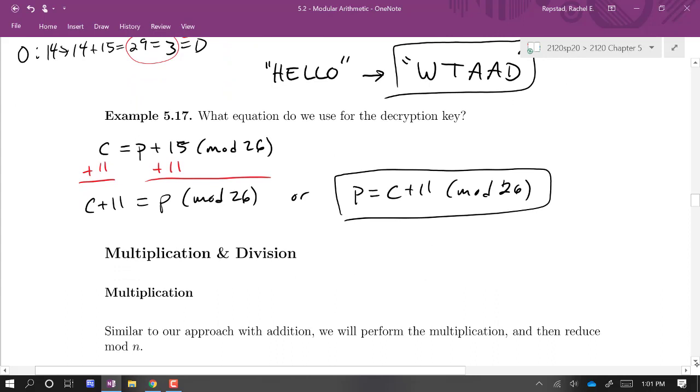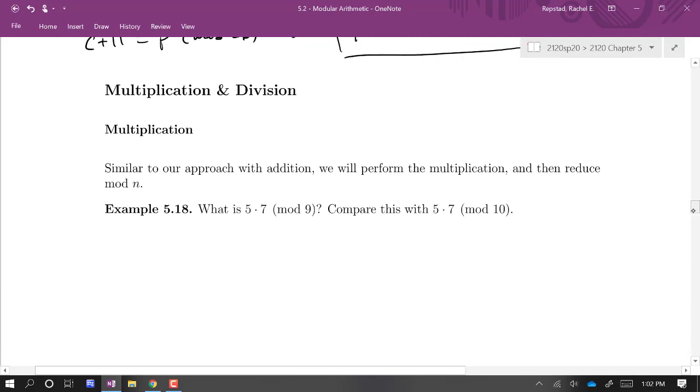So if all we have are addition and subtraction, there's not a whole lot of encryption we can do. To make things more interesting, we have to expand out to multiplication and division. So we'll start with multiplication. This is similar. Multiplication is really similar to our approach to addition. We're just going to do the multiplication and then reduce mod whatever. So in Z9, we want to know what is 5 times 7 mod 9. Well, 5 times 7 is 35.